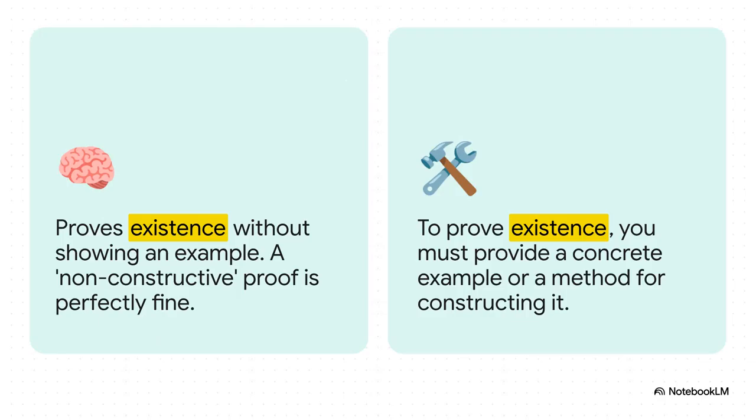To really get this, we've got to look at two main schools of thought. On one side, you've got classical logic. It's totally fine with a proof that says something like, "Hey, I can prove this thing must exist, even if I can't actually show it to you." That's called a nonconstructive proof. But then, on the other side, you have intuitionistic logic, and it is way stricter. It says, "Nope, if you want to prove something exists, you better show me a concrete example or give me a step-by-step method to build it."